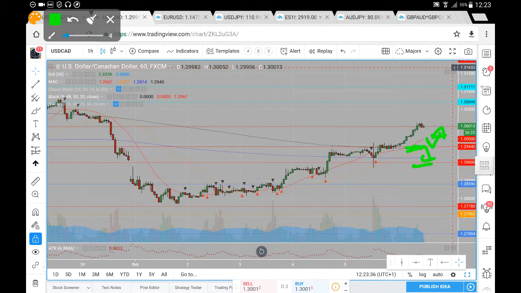Beyond that, to the downside, we're looking for a move down to the 129, and we've also got the 200 period moving average, which could act as a dynamic level of support as well, if we do see a stronger counter trend move here on the US dollar CAD.